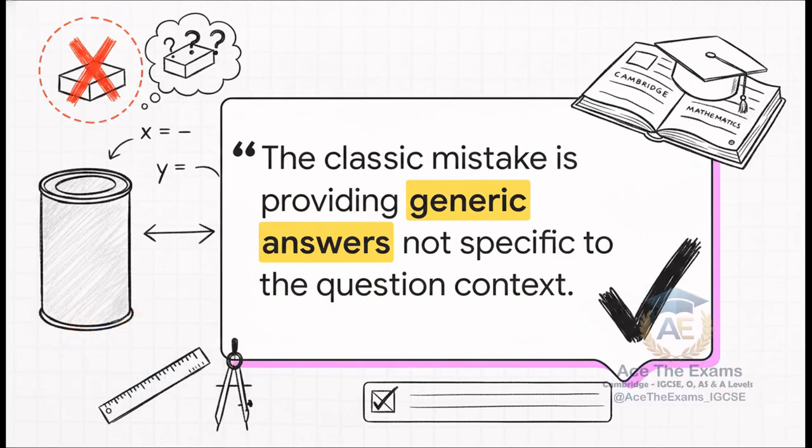They need to see, therefore, the minimum surface area is achieved when the radius is 4 centimeters and the height is 12 centimeters. Failing to link your math back to the reality of the problem will strictly cap your grade, no matter how good your algebra was.